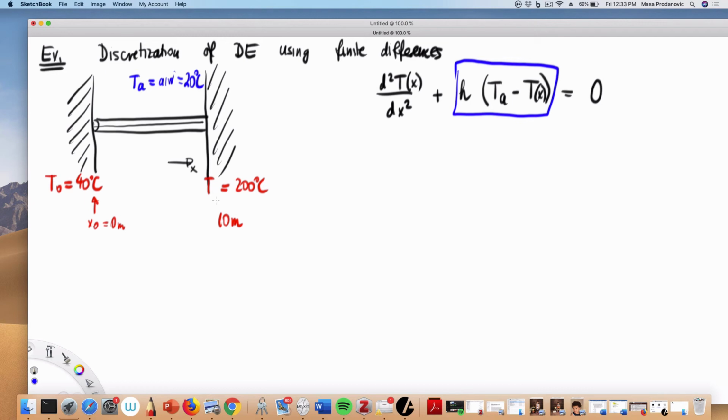However, I have this exchange with air. This is called Newton's law of cooling. I'm losing some to this air, and I'm going to lose more the bigger the difference between the temperature at the rod and this ambient air. Does this make sense physically? Okay. So now I understand my differential equation. Great. Let's now actually solve it.